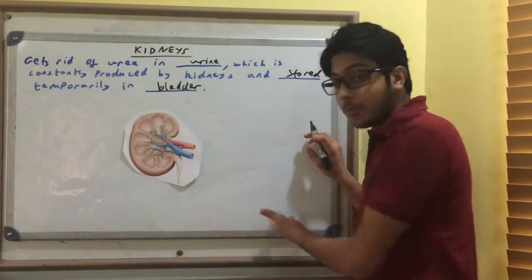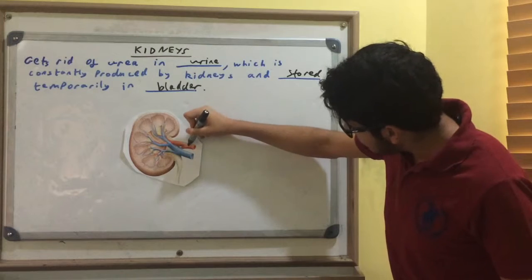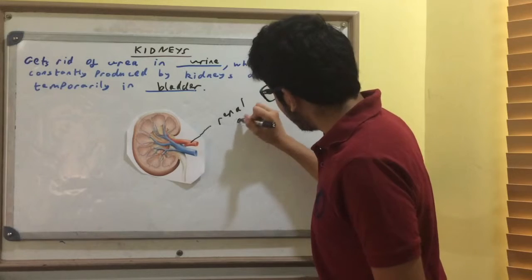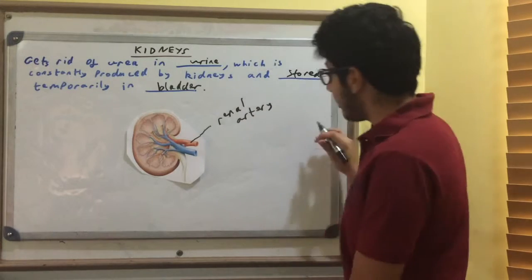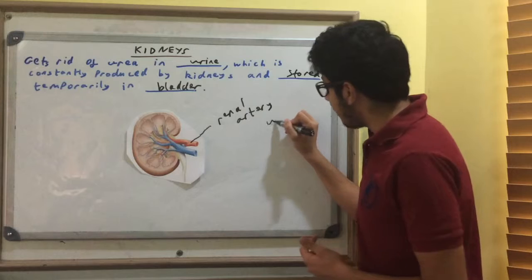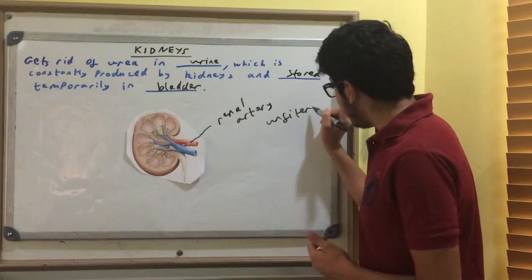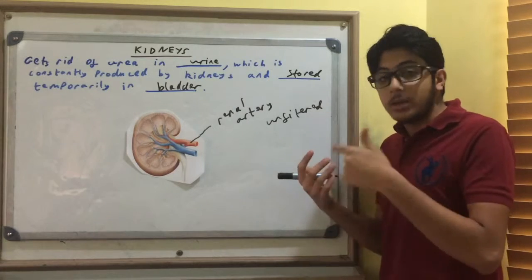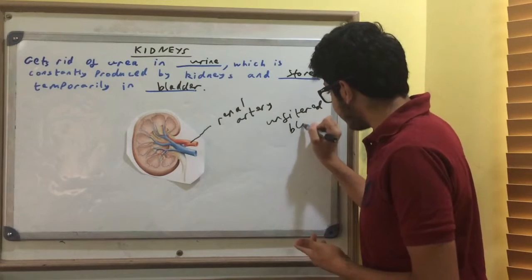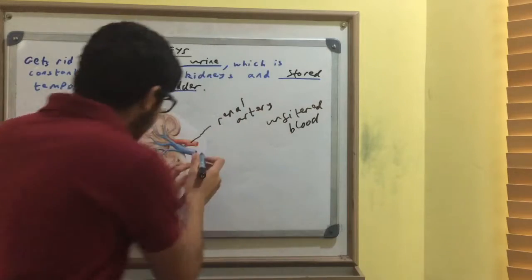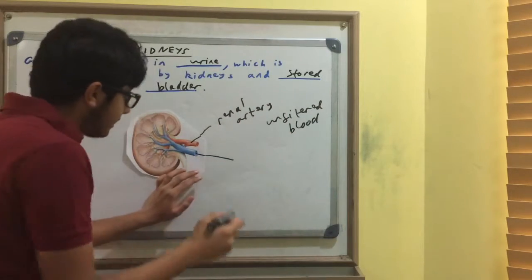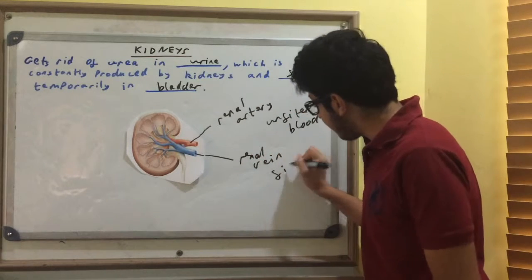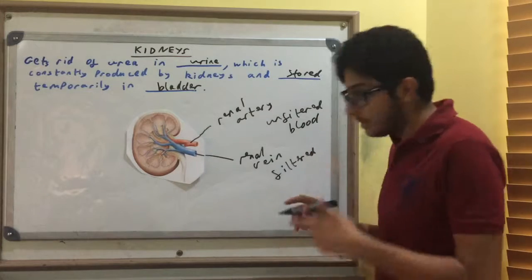Here we have a diagram of a kidney. Now this is what we call the renal artery. And the renal artery is where the unfiltered blood, the blood which contains all the waste, the excess ions, excess salt, excess water, the urea which needs to be removed. And the blue tube here is actually your renal vein. And the renal vein contains the filtered blood after the blood has been cleansed of all this waste.